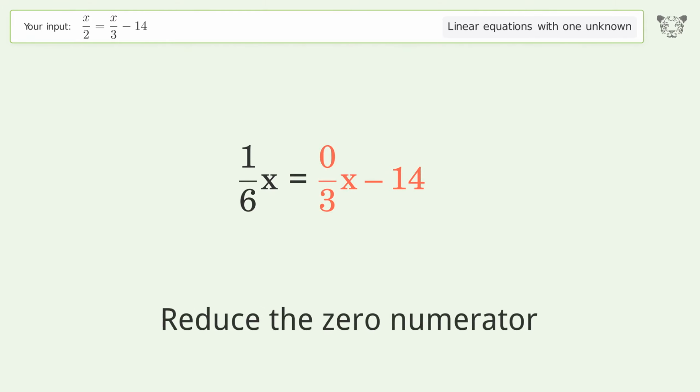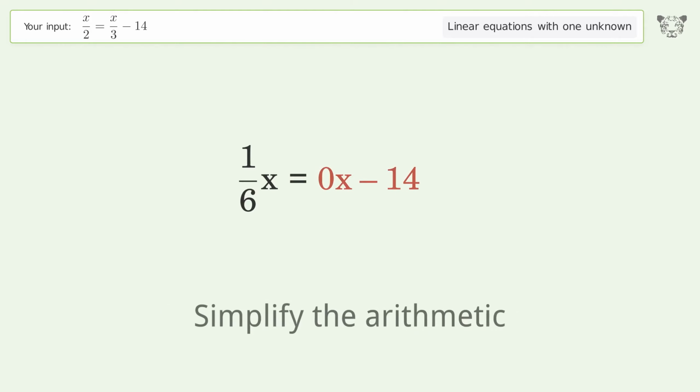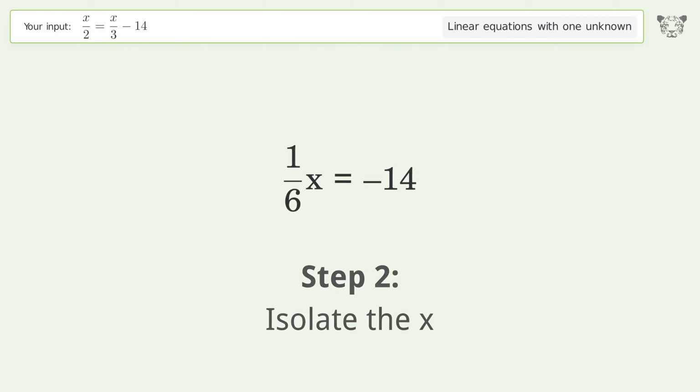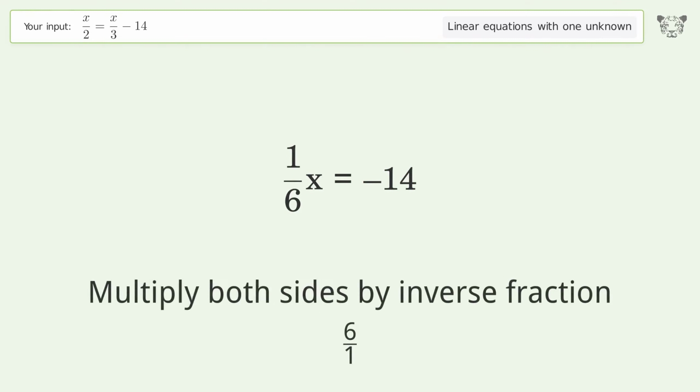Reduce the zero numerator. Simplify the arithmetic. Isolate the x. Multiply both sides by inverse fraction 6/1.